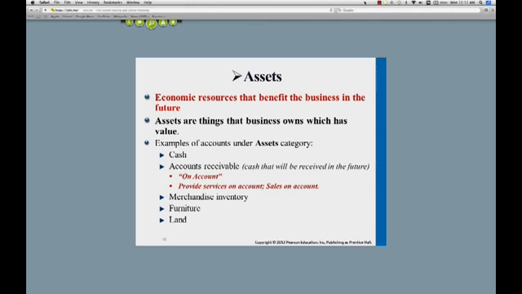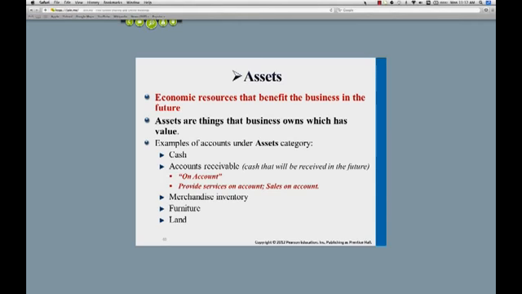Take a closer look at the assets definition. Again, assets are the resources that benefit the business in the future. Some of the examples here. Cash, hopefully, is the most important asset a business has, because all the other business activities pretty much all lead to cash. And if it's not cash immediately, it will be cash later on, like accounts receivable. We all know what cash is.